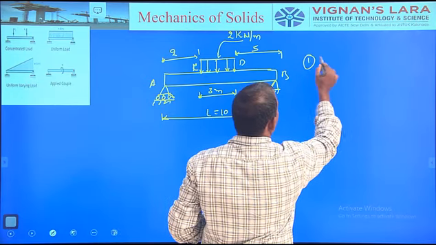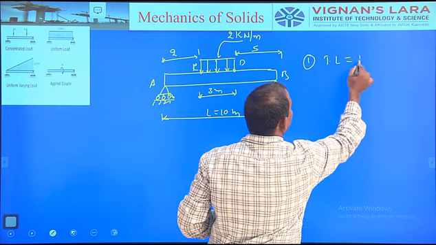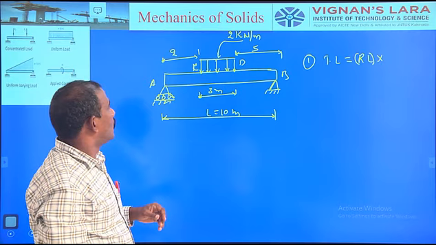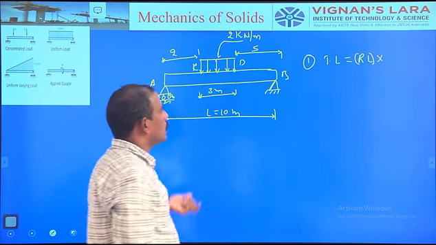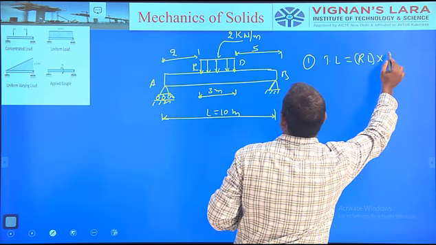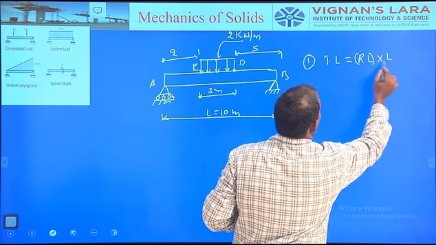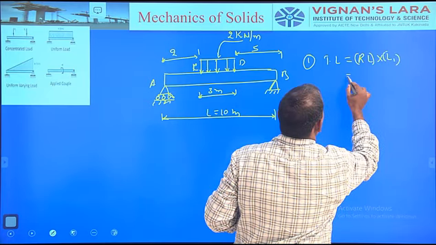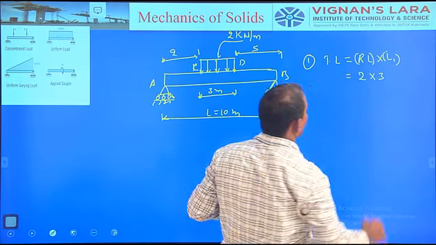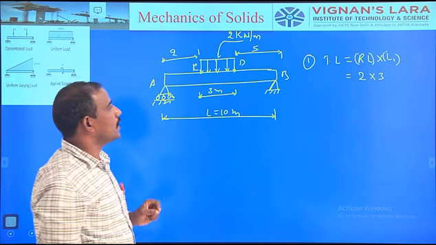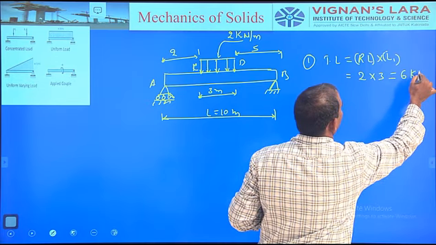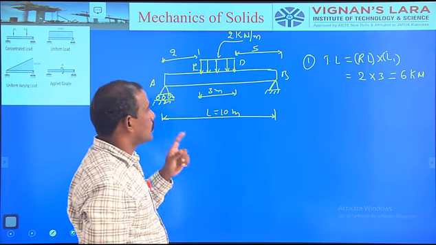So what about the total load? As we know, the rate of load and the length over which the load is distributed, for example L1, is equal to the rate of load 2 into the distance over which it is distributed, 3 meters. The final value will be 6 kilonewtons. Here that is the total load.